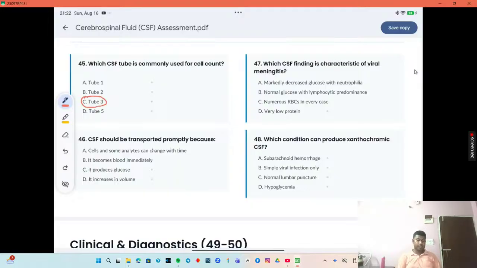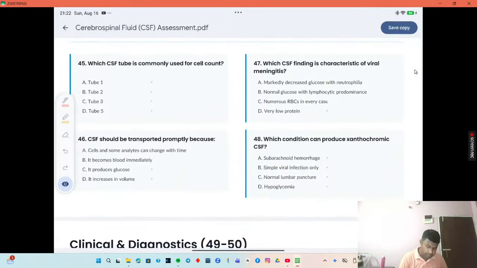Now the next question is: CSF should be transported promptly because cells and some analytes can change with time. So CSF should be transported promptly because cells and some analytes can change with time. Is it clear?